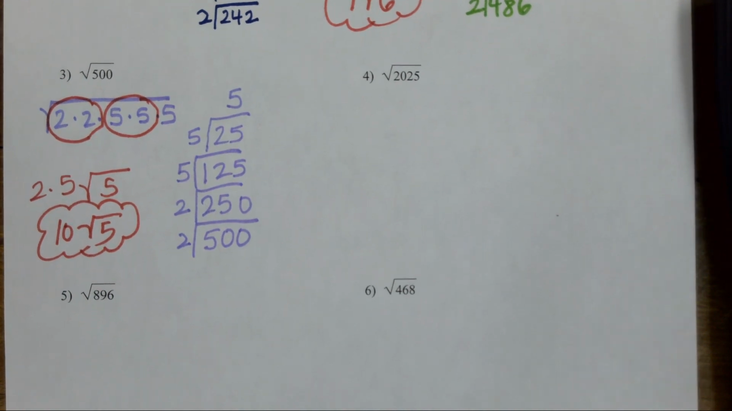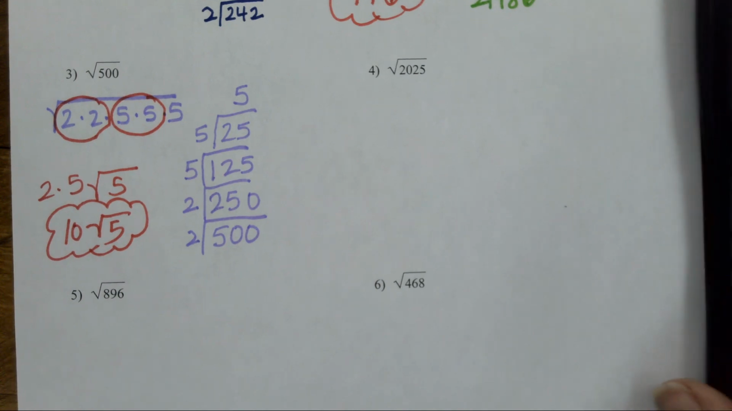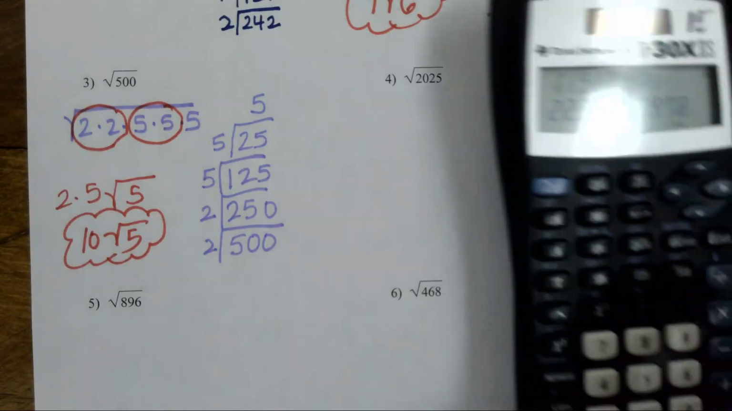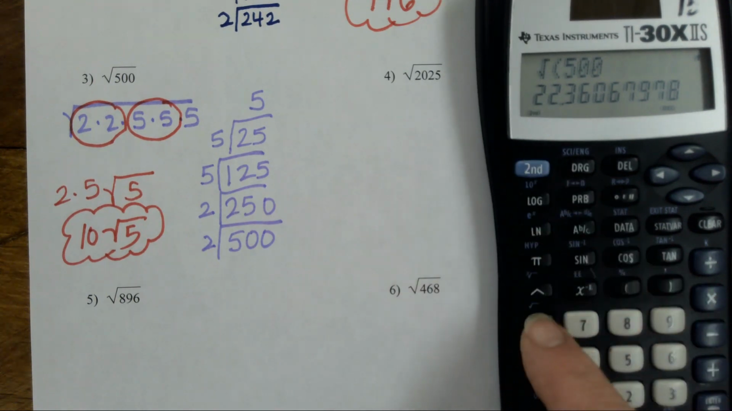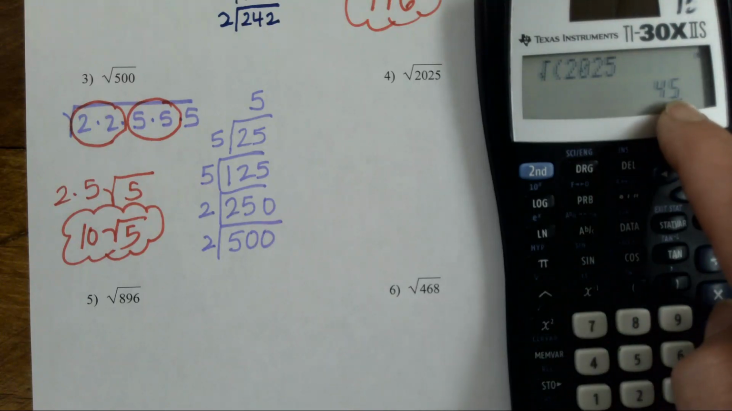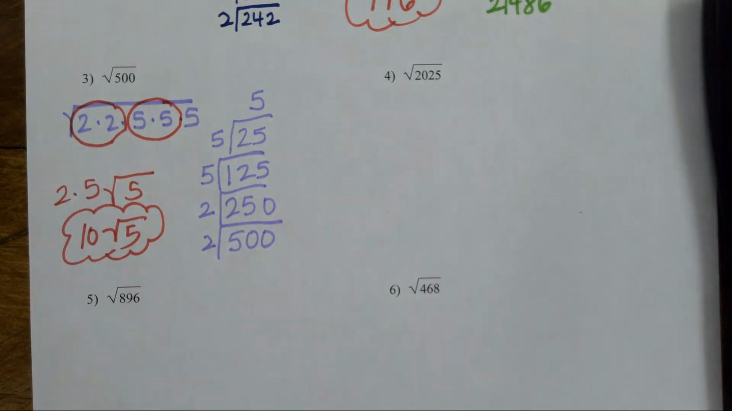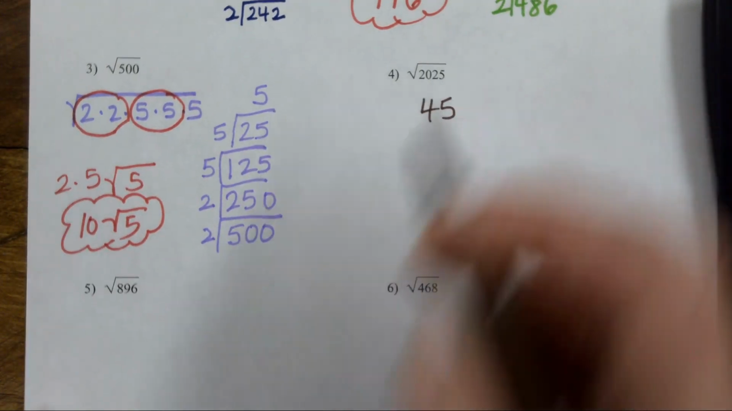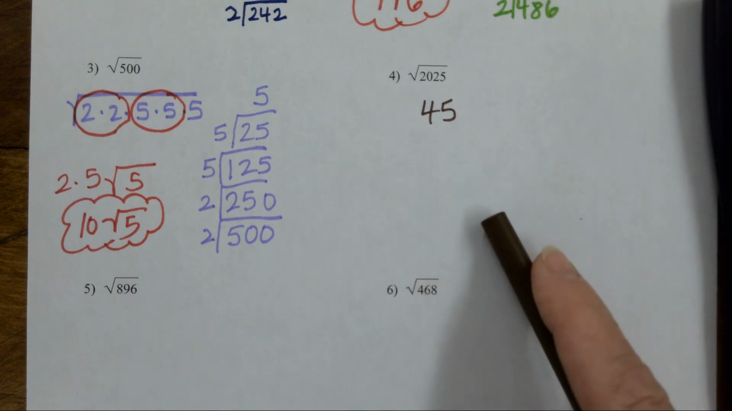All right, I need your help. What's the first thing I do here? Check to see if I can get a square root out of it. So square root of 2025. Look at that. Is it rational or irrational? Rational. So all I have to do is write that answer down. I'm done with that problem. So that's why checking it is a helpful thing to get started.